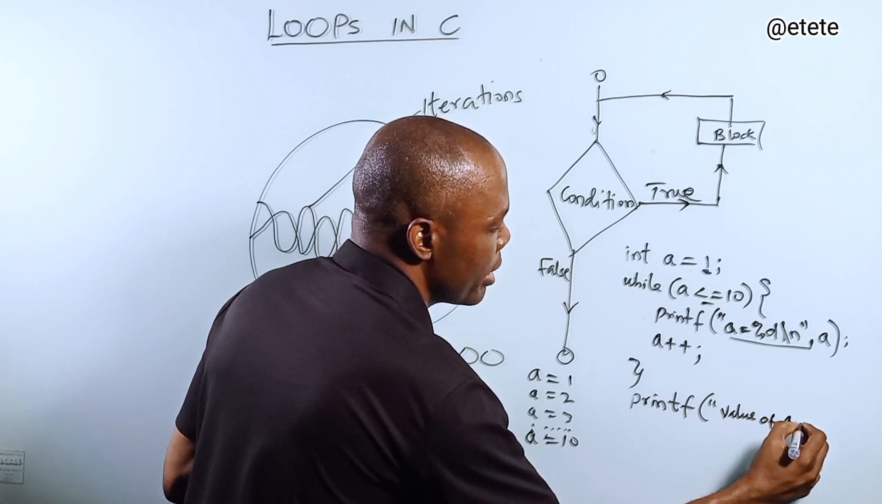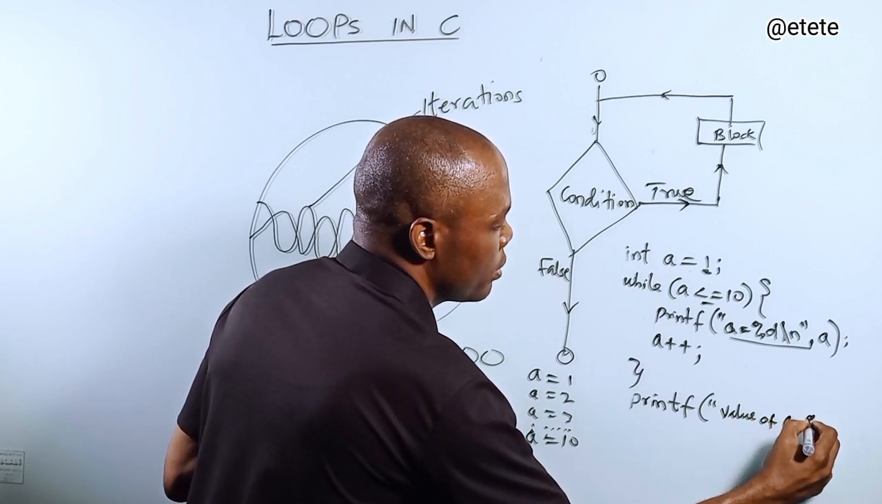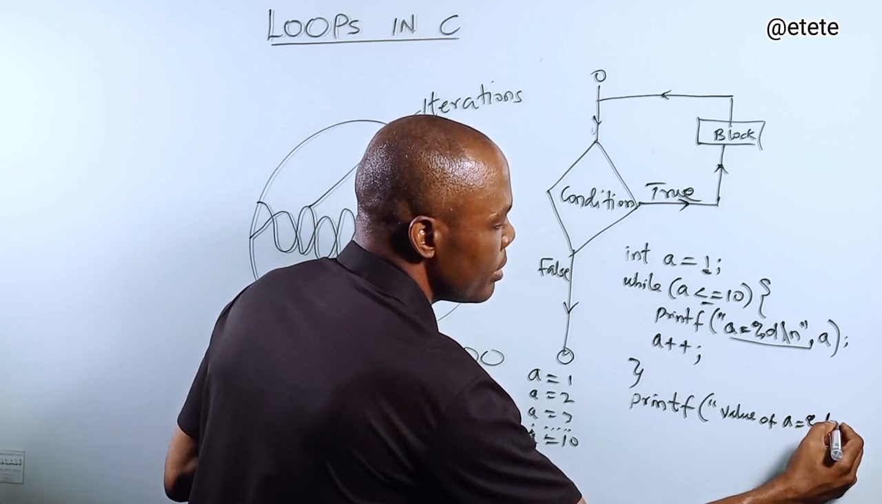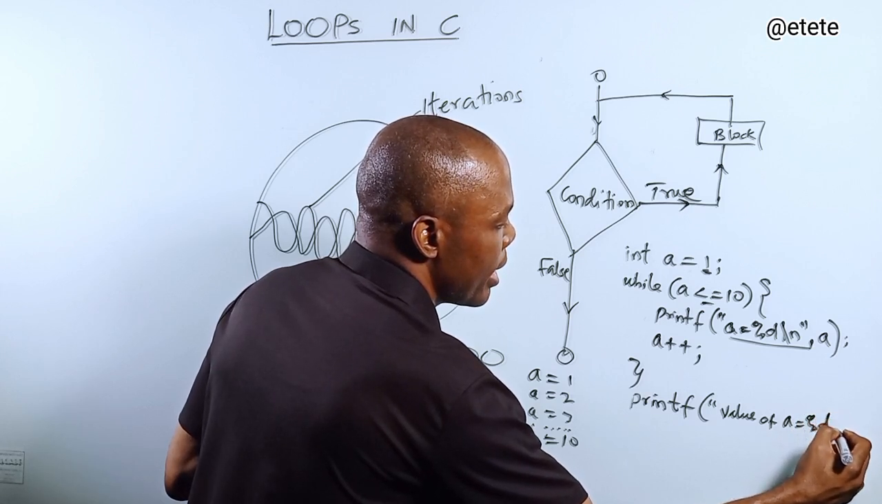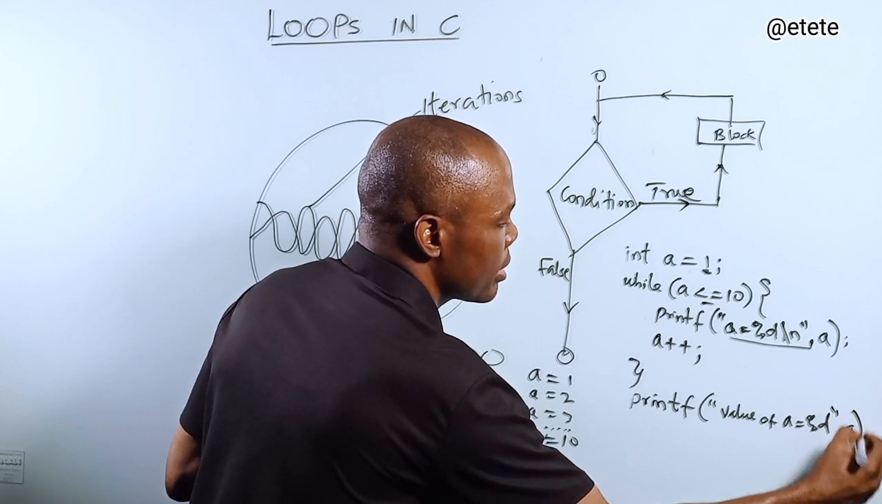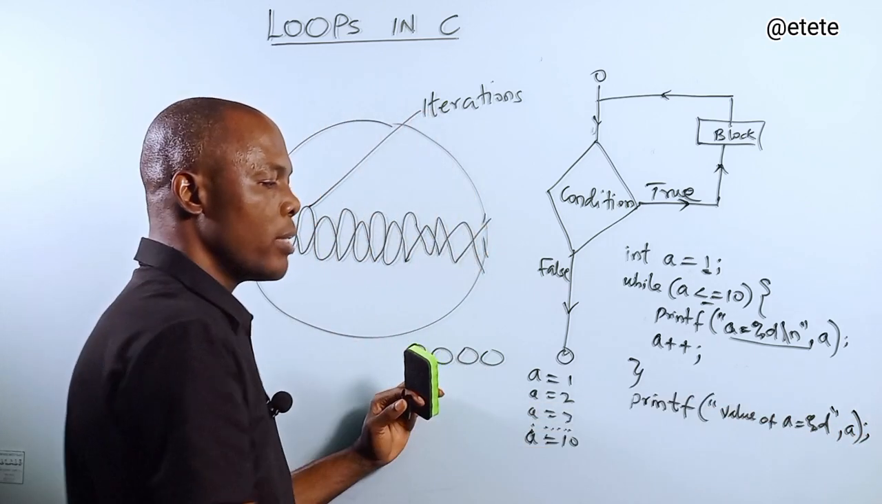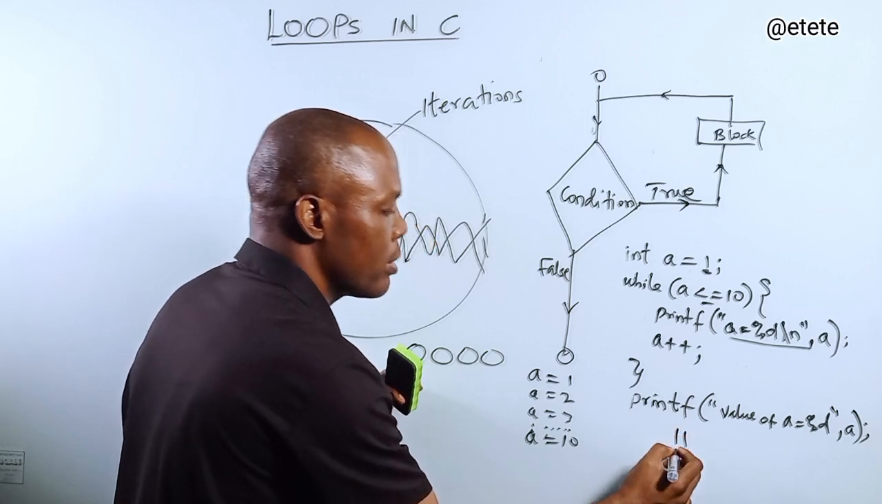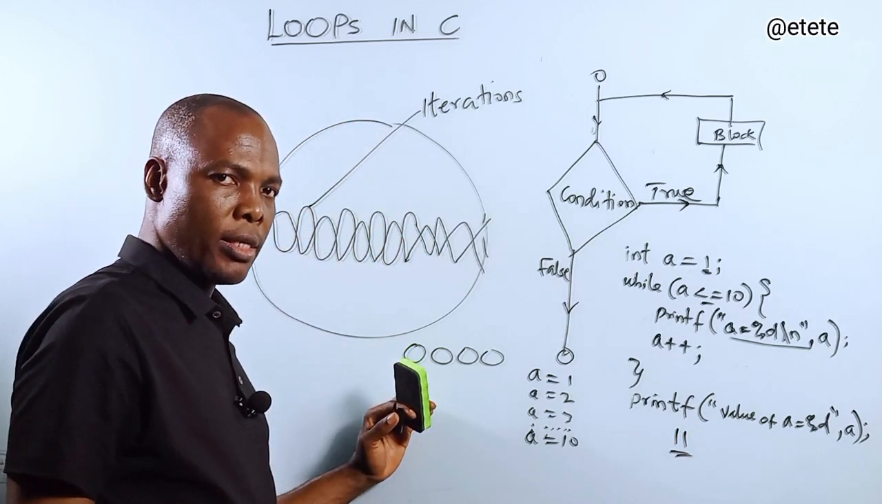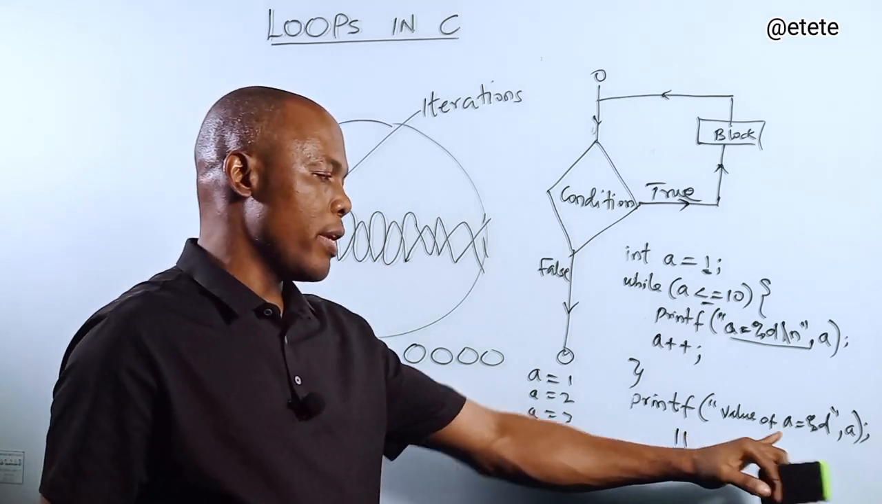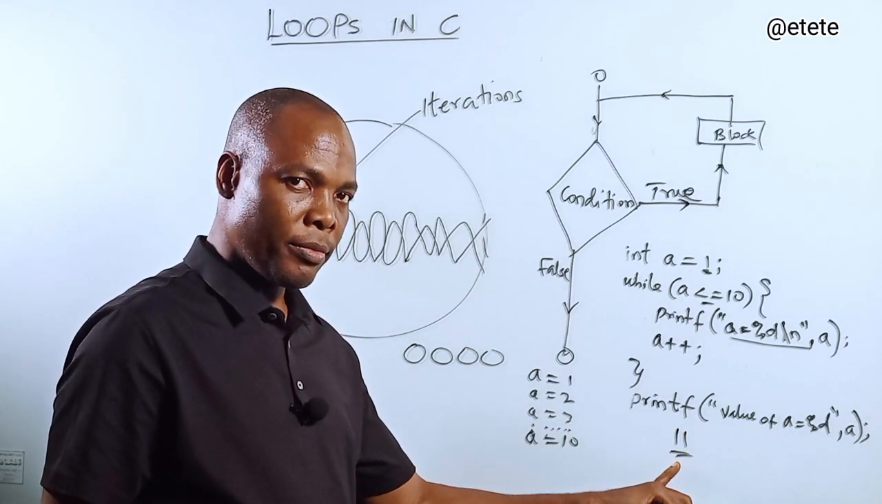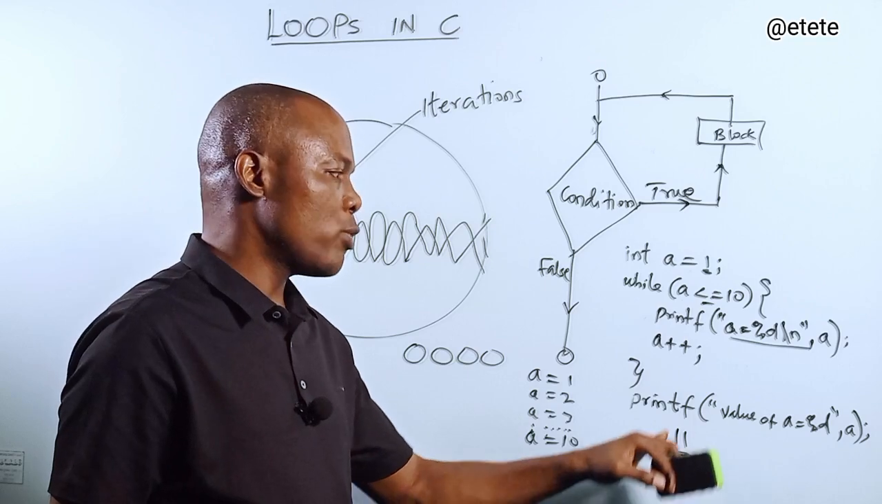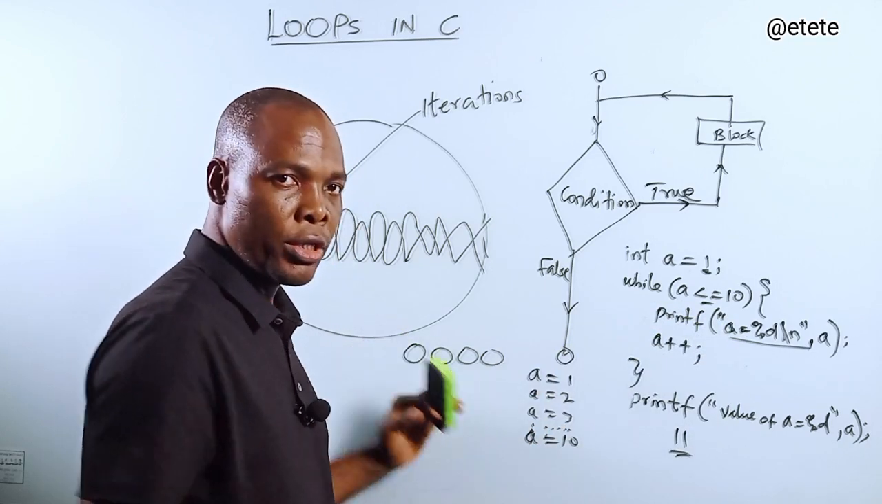If here I say printf, and I say value of A, and I put percentage D, and then I do this, what will it print out for me? It will print out 11 on the screen. It will print out the value of A is equals to 11. That is what it will print out, and that is why it didn't print it among all these.